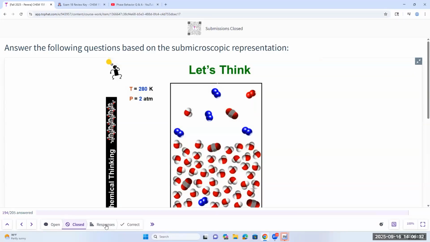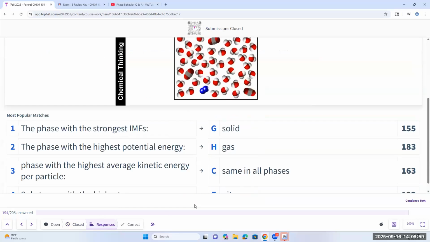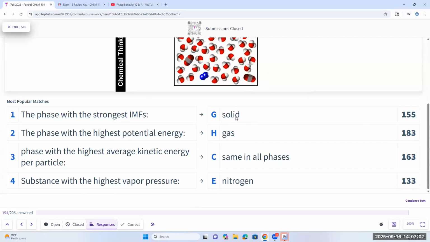All right. Before I look at your answers, the question asks you to answer the following questions based on this submicroscopic representation. In the representation, you have a system with two phases, gas and liquid. There's no solid. That's what's given to you. Now, the first question is, which phase do you expect to have the strongest intermolecular forces?